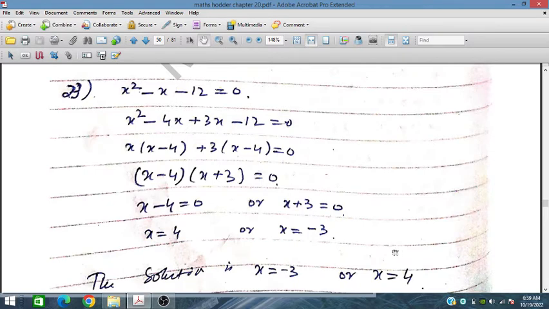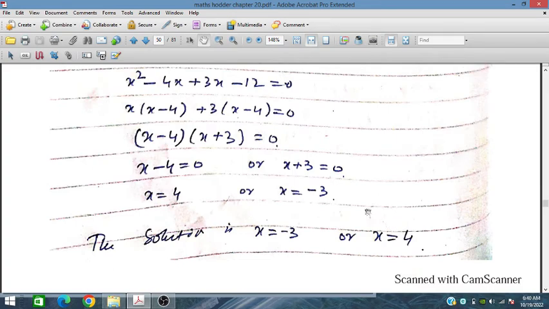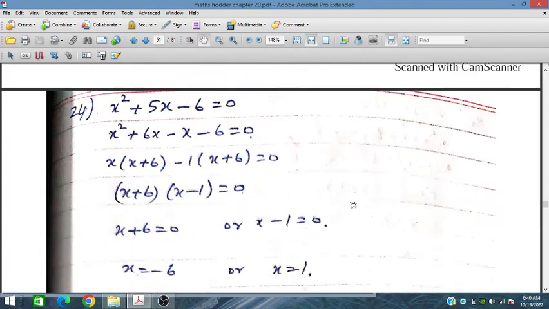So for this one, this is minus 12. So this is minus 4 plus 3. When multiplied, we get minus 12. When added, we get minus 1. So this is same as this. Take x as the common here and 3 common here. The solution is minus 3. So we have done this kind of factorization earlier. So now we are just placing this.